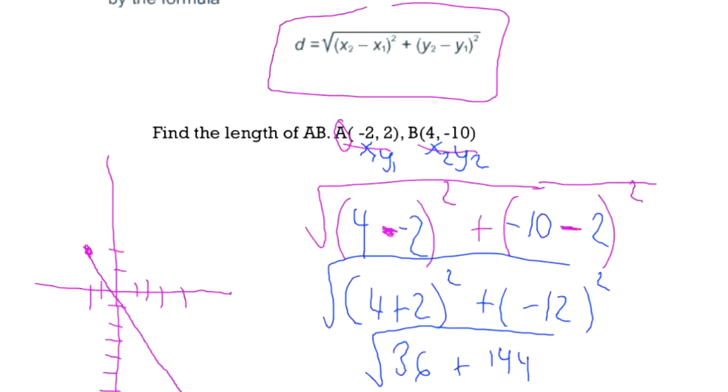Any questions about any of those steps? Did that go okay? We've done distance formula before, it's just been a long time. So they're kind of reintroducing it to you this unit.